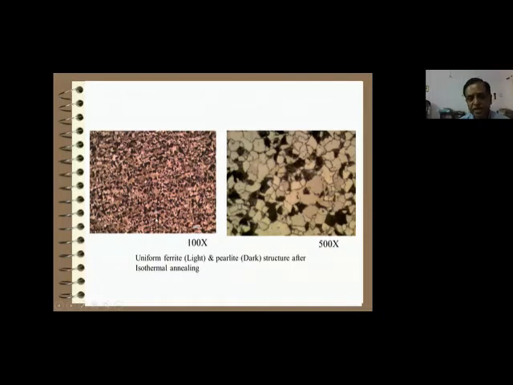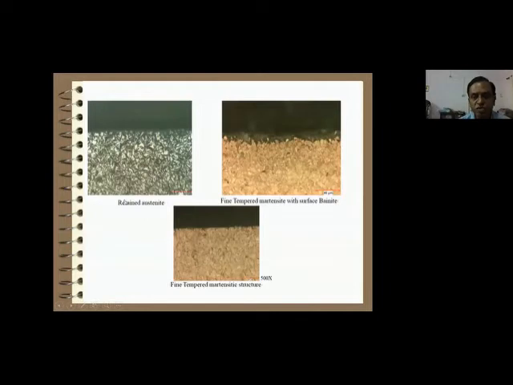This is again a structure where a uniform ferritic pearlitic structure is there. This is at 100 magnification. This is at 500 magnification. These are certain microstructures like retained austenite or fine tempered martensite with surface bainitic structure over here. This is fine tempered martensite structure. So there are various samples of different cut sections.